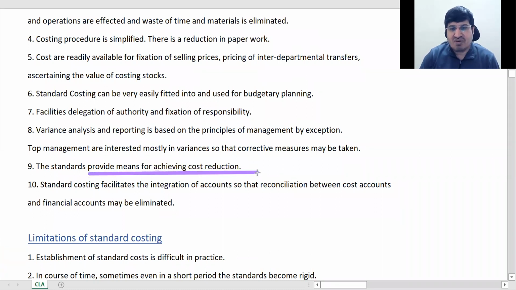Provides means for achieving cost reduction. Definitely you have some standard, which will definitely help you achieve cost reduction.